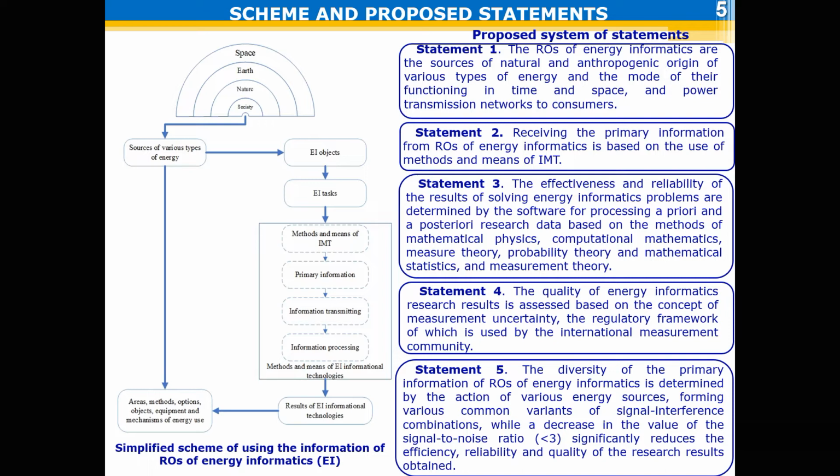On this slide, you can see a simplified scheme of the use of energy and information technology, the main research objects of this work. Also, based on the results of the analysis of a significant number of scientific, technical, and applied publications on cybernetics, informatics, measurements, and other types of research, the following system of statements was formed. You can see these 5 bullets on the slide.